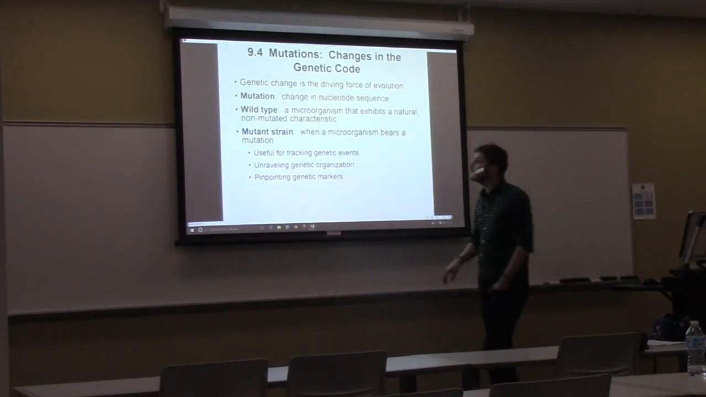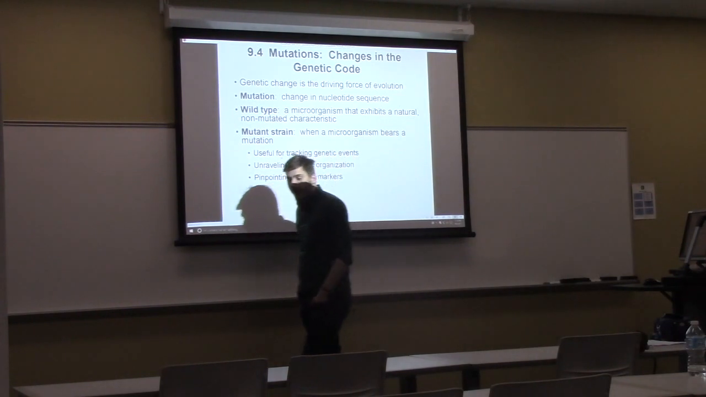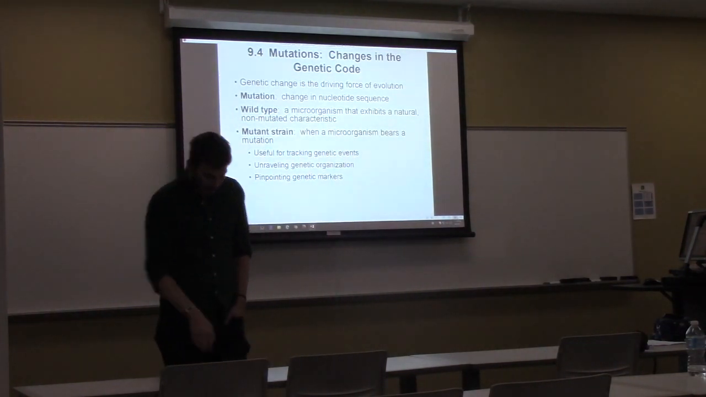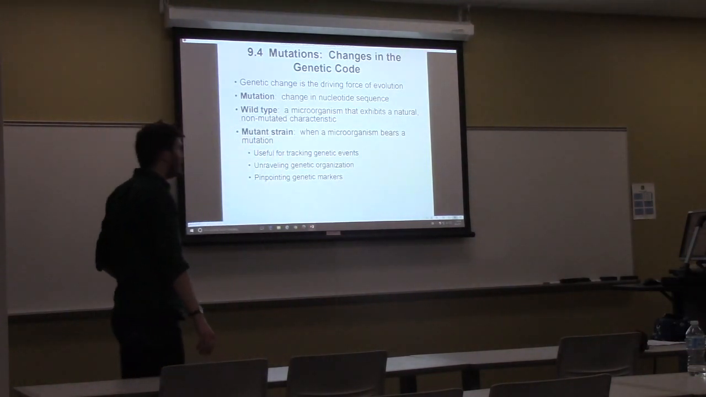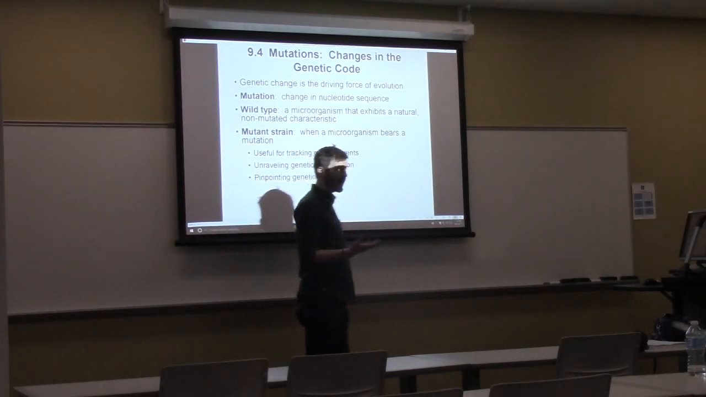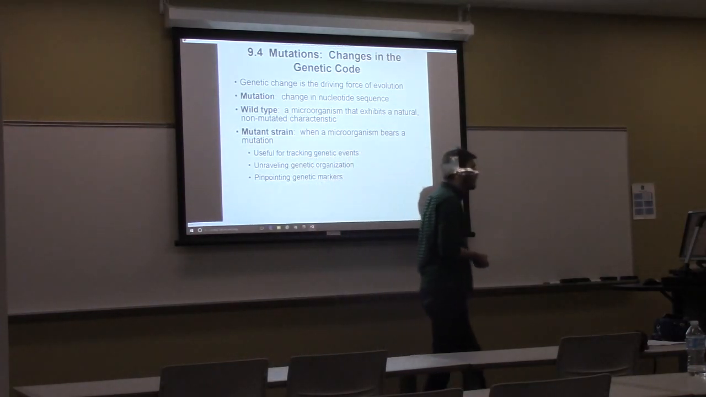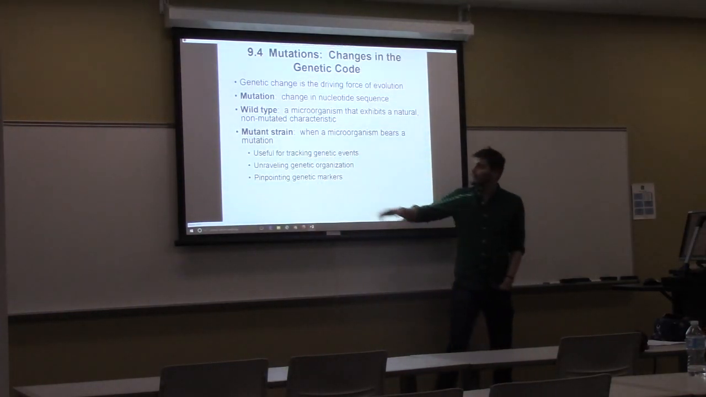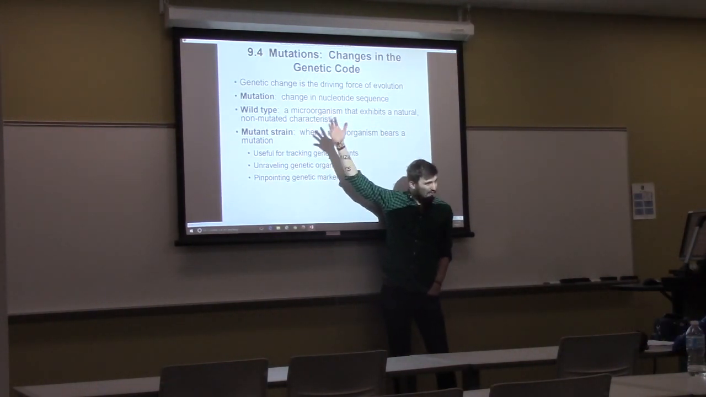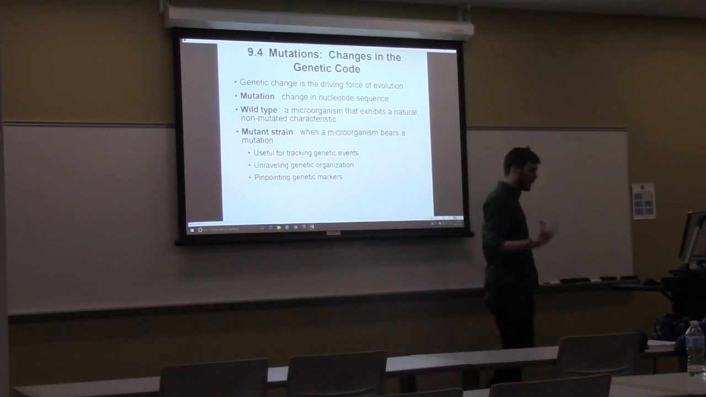Okay, let's talk about what happens with problems in DNA replication. When you have a problem in DNA replication, you get a mutation. This is a change in the nucleotide sequence, or the nucleotides of that DNA. When this occurs, we call the organism a mutant. And the organism that was the original guy that didn't have those mutations is known as the wild type.